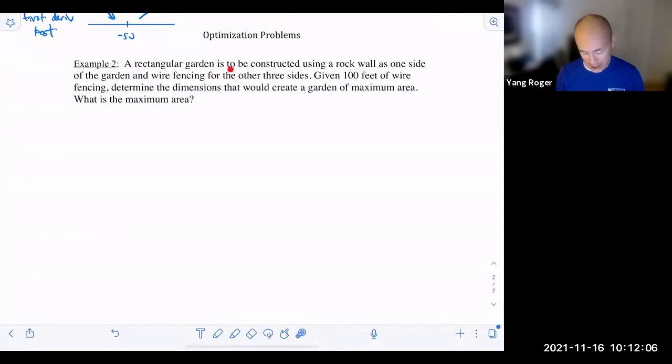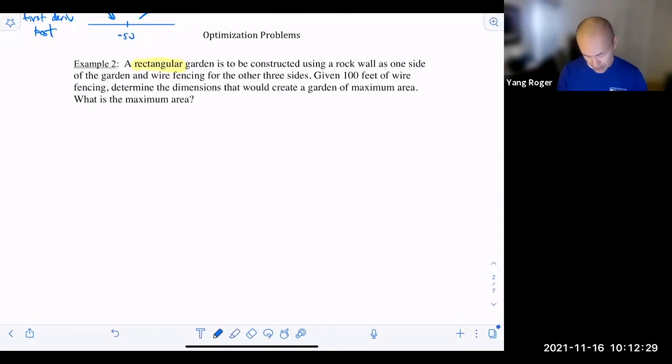A rectangular garden is to be constructed using a rock wall as one side of the garden and wire fencing for the other 3 sides. So when I look at this, I think the word rectangle is super important because that's going to give us the shape of the garden. I think I got to draw a picture.